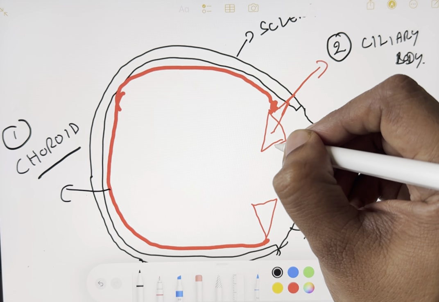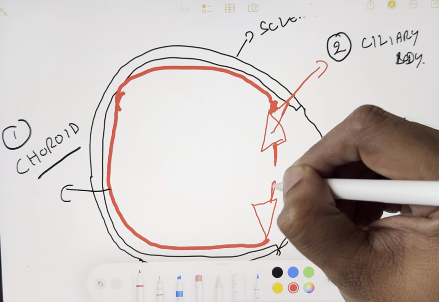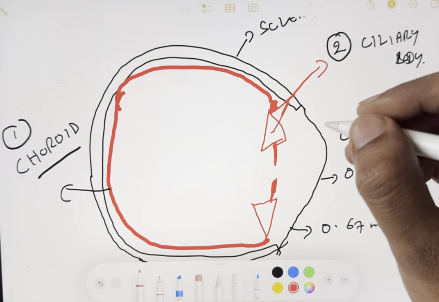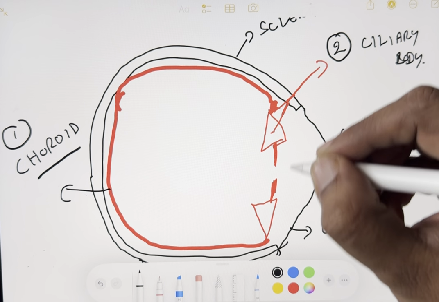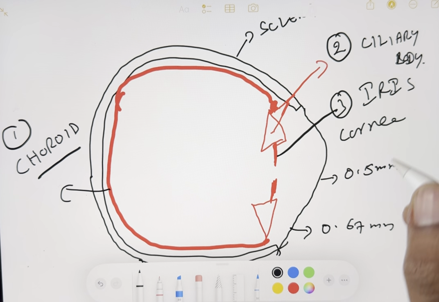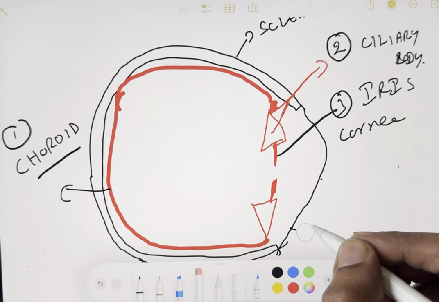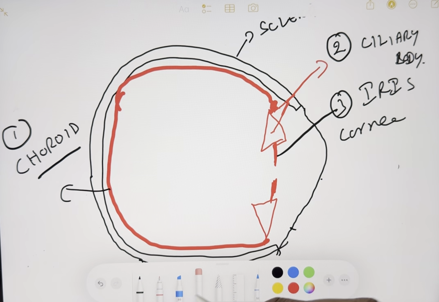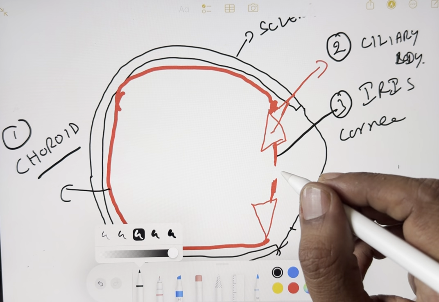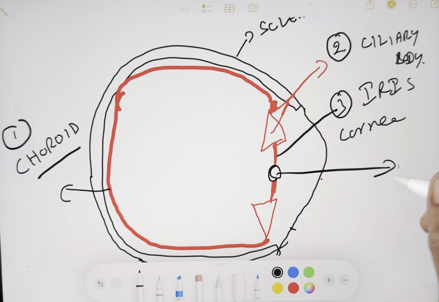Now, anterior to this ciliary body, what is suspended, that which gives the color in the cornea, what you see, is due to the third part, that is the iris. And the opening in between the iris, that aperture, it is actually a circular disc. That aperture is known as pupil. Hope it is very much clear.